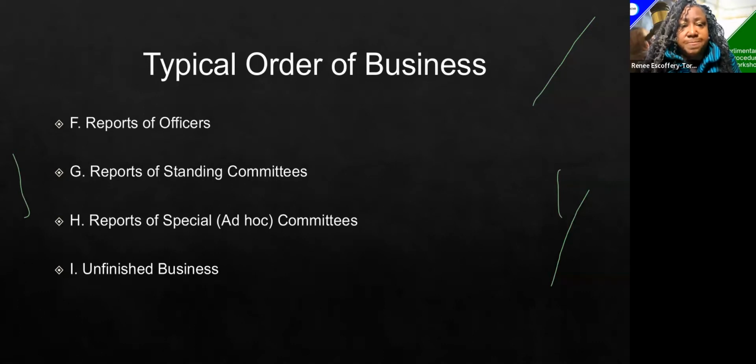reports out. Then you have the reports of your special or your ad hoc committees. Not all committees are standing committees. Some committees might be very germane to your organization, maybe very germane to your chapter, things that occur, but not necessarily at a higher level. And so those are your special or your ad hoc committees.